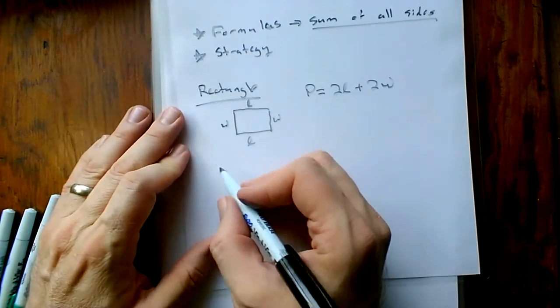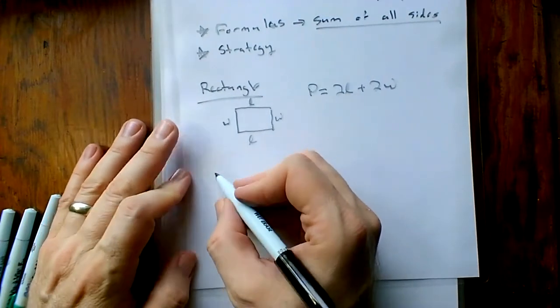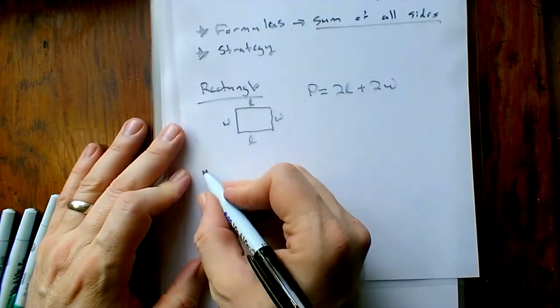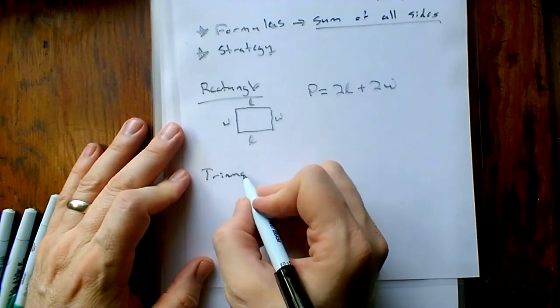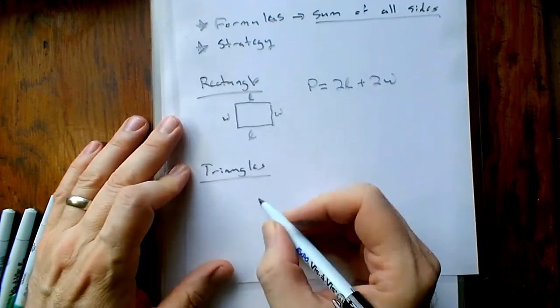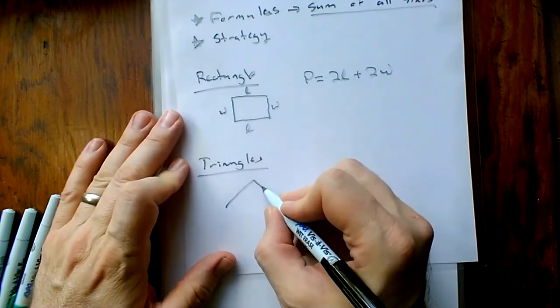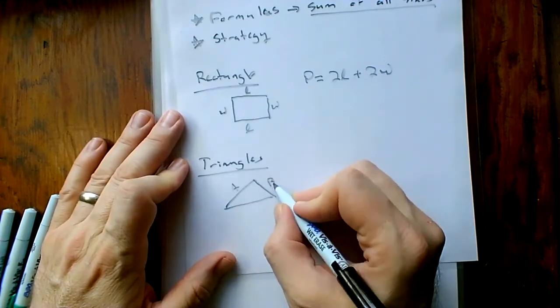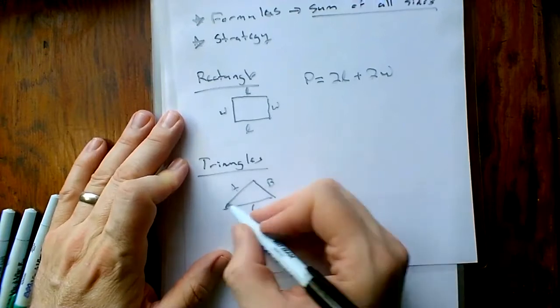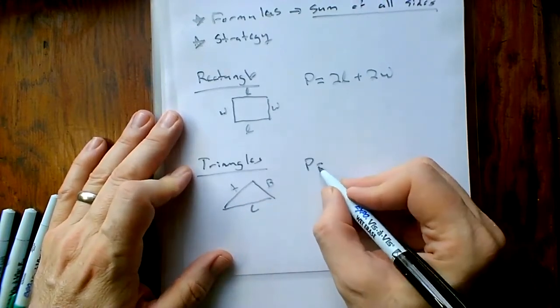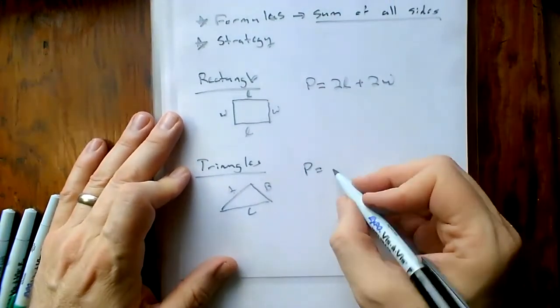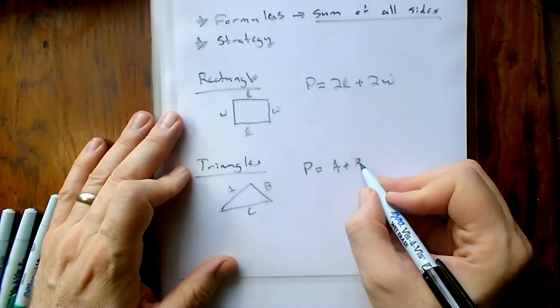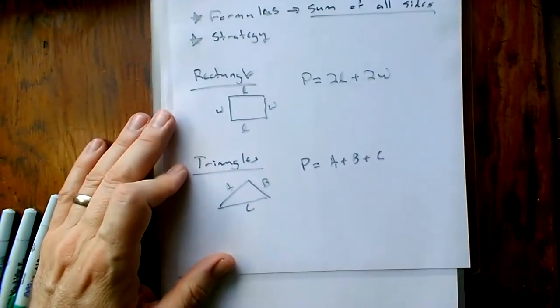We also have things like triangles. Now, a triangle, I've just got 3 different sides, sides A, B, and C, and our perimeter is just like I say, it's the sum of all the sides. So that will just be A plus B plus C.